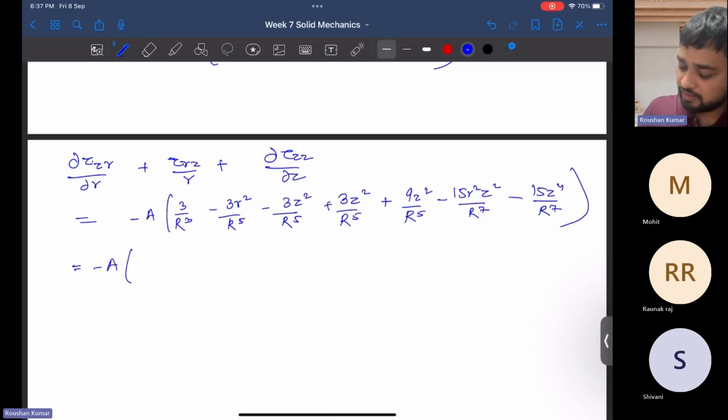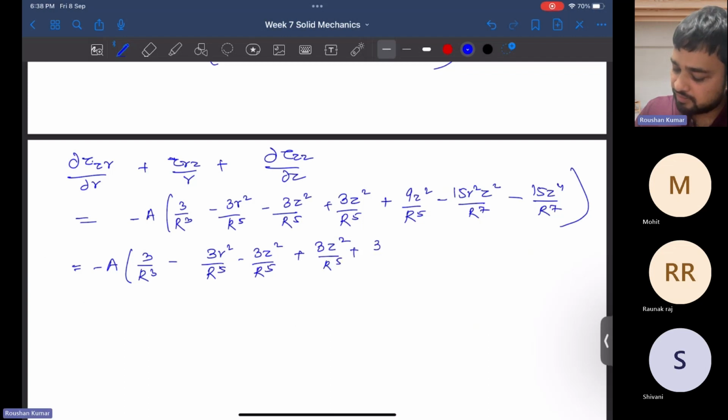No, minus a times 3 by r cube minus 3r square upon r to the power 5 minus 3z square upon r to the power 5 plus 3z square upon r to the power 5 plus 9z square upon r to the power 5 minus 15r square z square upon r to the power 7 minus 15z to the power 4 upon r to the power 7.